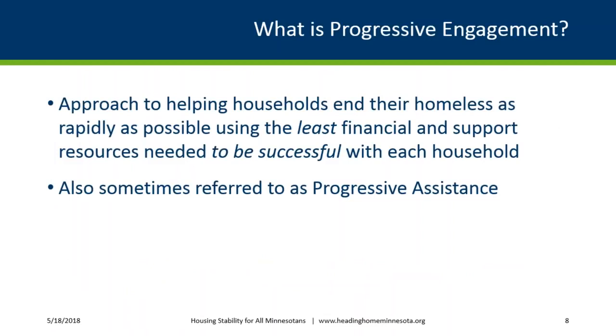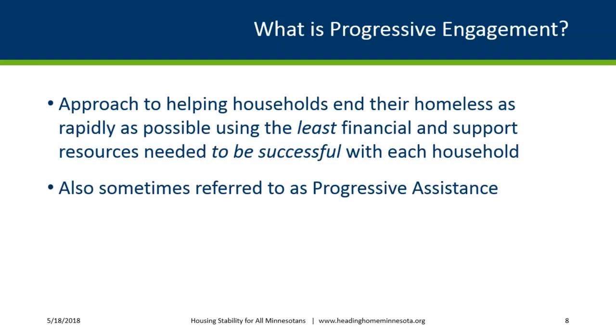So progressive engagement, what is it? Basically, progressive engagement is an approach to how we help households end their homelessness as quickly as we can, using the least financial and service support resources we can to be successful with each household. And you'll notice that I've italicized both parts of that, because it's not just about doing the least we can. It's not about intentionally providing less than we need to. It's just about providing what we have to and not more in order to be successful, so that typically we can go on and serve more folks, and also for reasons that I'll talk about in a minute that have to do with what appears to be more successful.